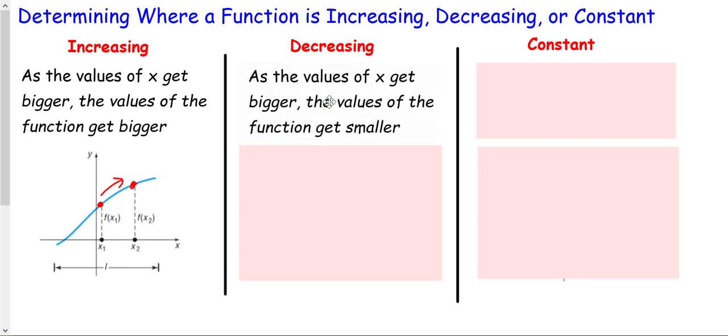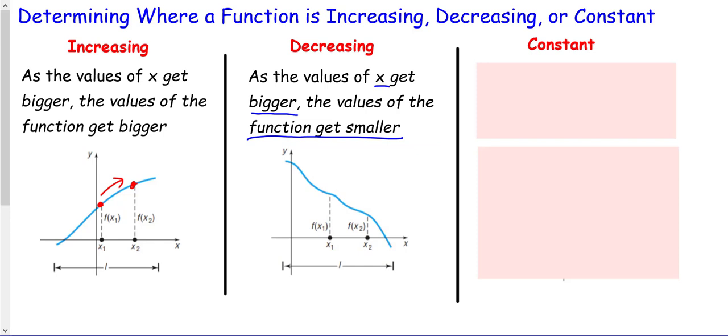A decreasing function means that as the values of x get bigger, the values of the function get smaller. So the x gets bigger, the function gets smaller. If we look at our graph, pick our 2 points, you can see that my graph is going down from left to right. So that is what a decreasing function looks like.